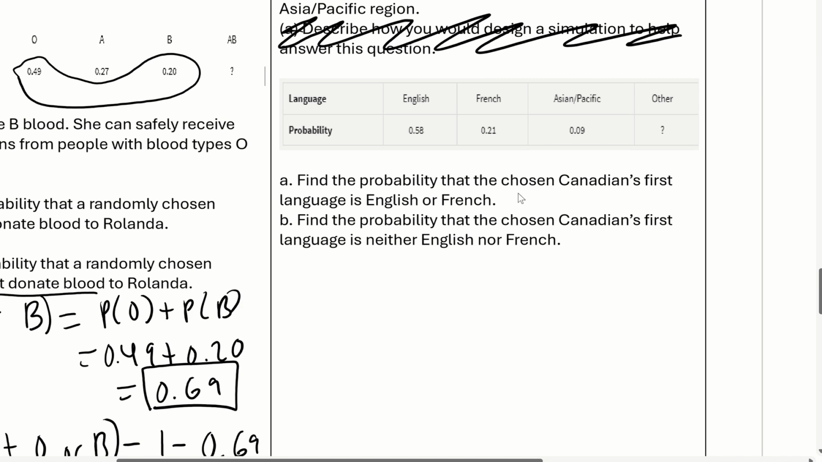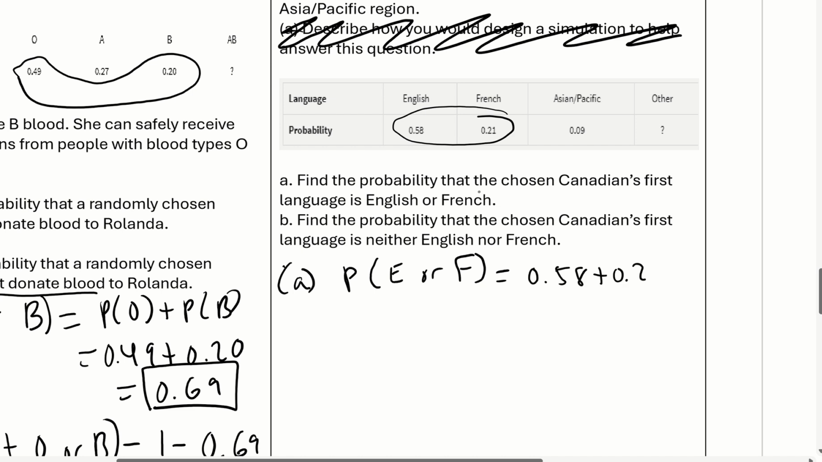Find the probability that the chosen Canadian's first language is English or French. Okay, so it's pretty straightforward. So you want to do probability of English or French. So you just gotta add them up. So 0.58 plus 0.21 equals 0.79.